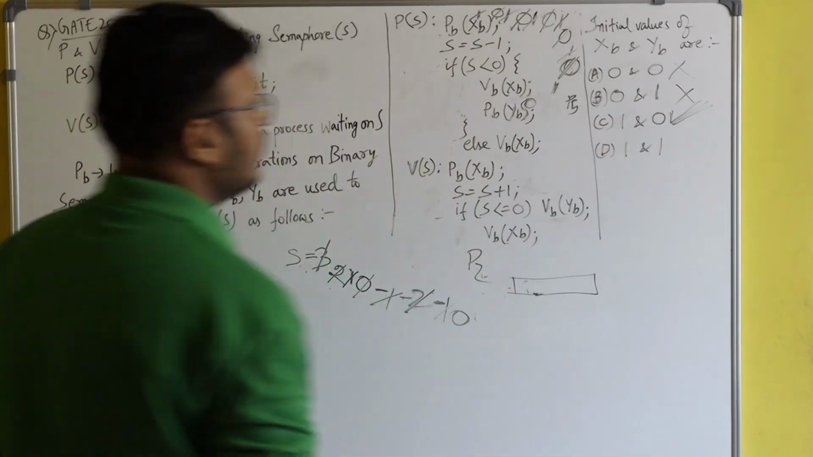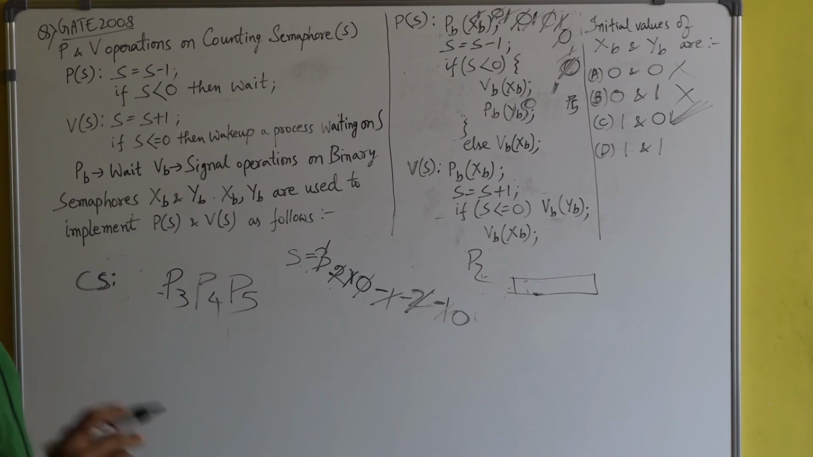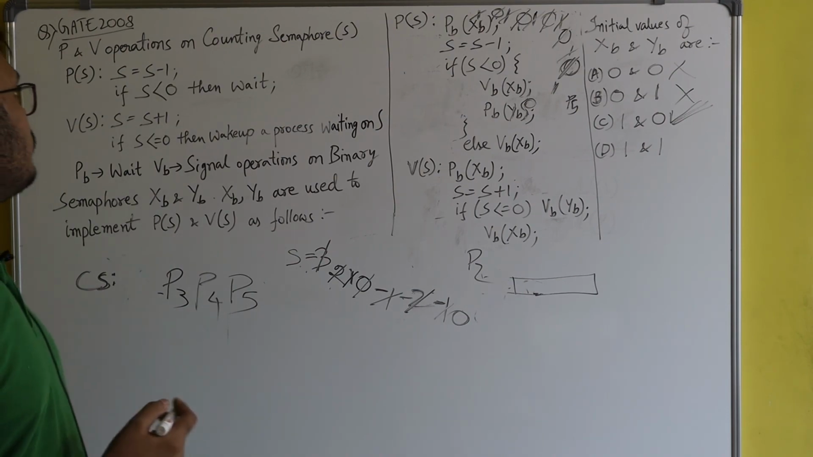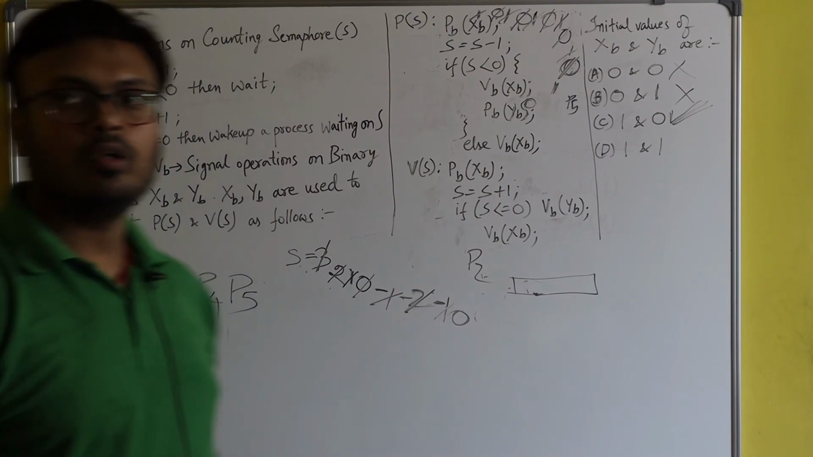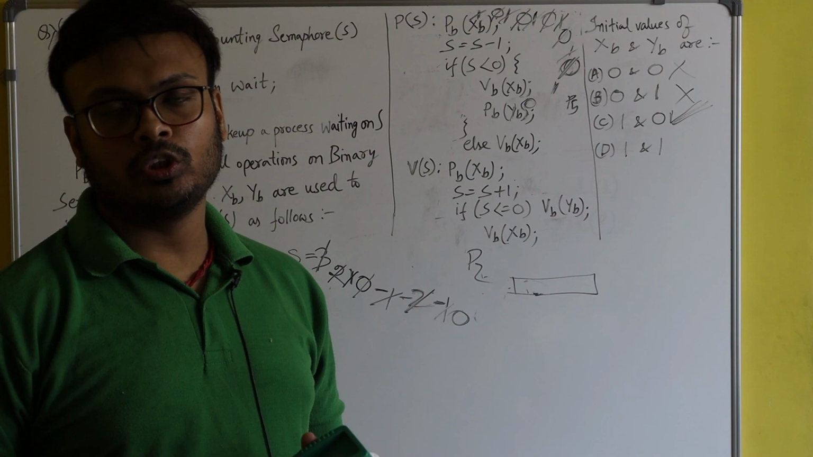Although this question looks difficult, it is not so difficult. You just watch this video 1 or 2 times, and you will definitely understand. So this was all about the implementation of counting semaphore with binary semaphore. We will solve some more questions on mutex.